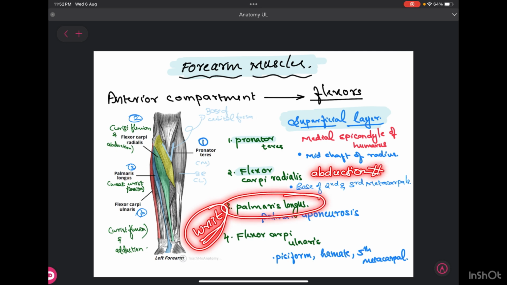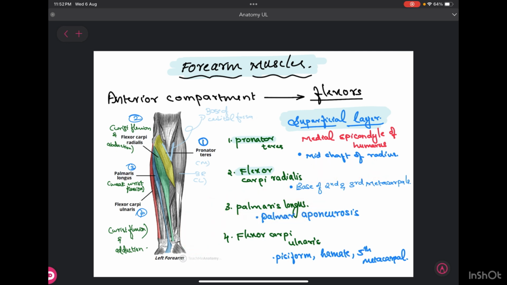And what does palmaris longus do? Palmaris longus does flexion itself, but a weak flexion. And what does flexor carpi ulnaris do? It also does wrist flexion along with adduction.